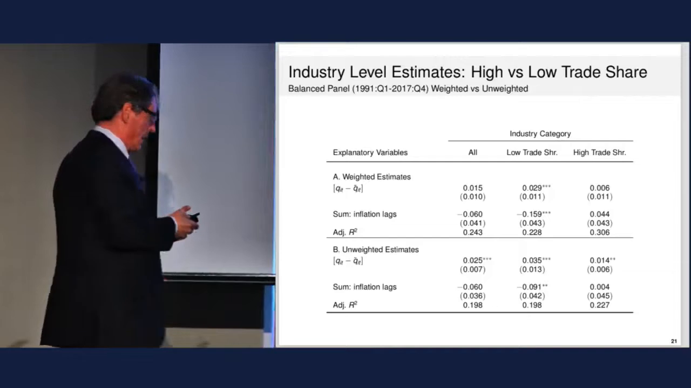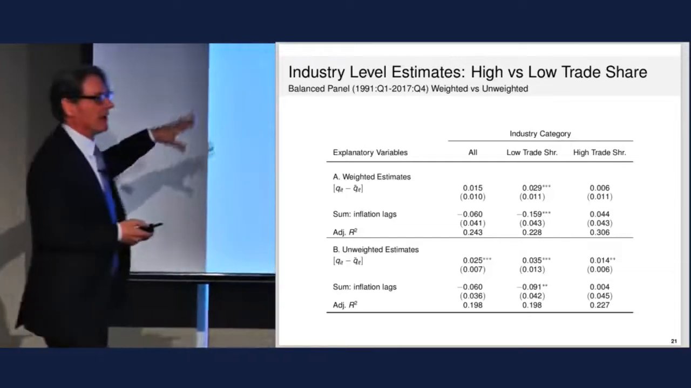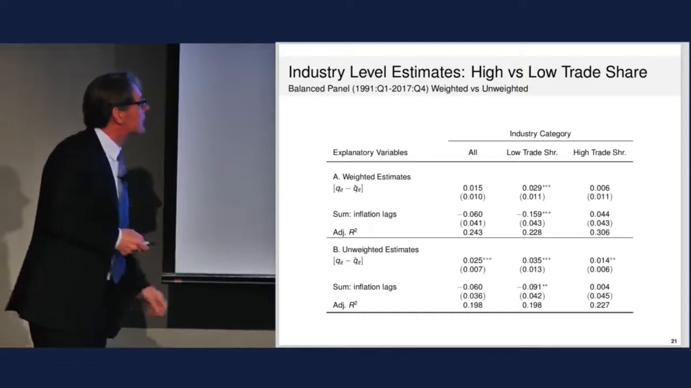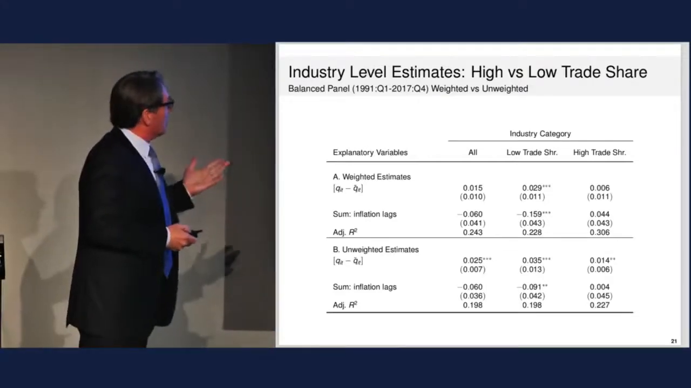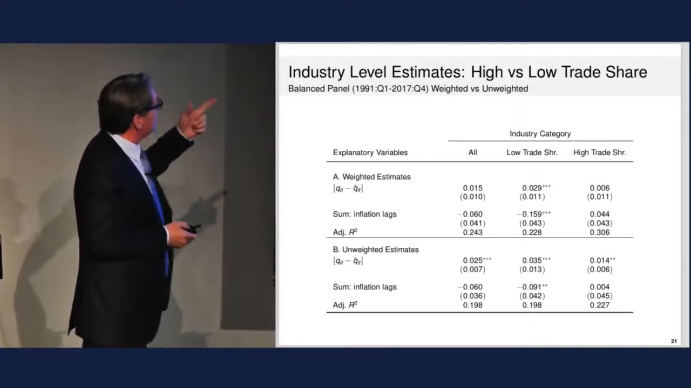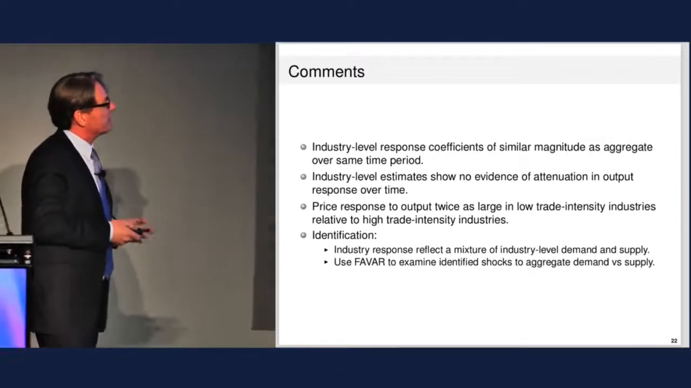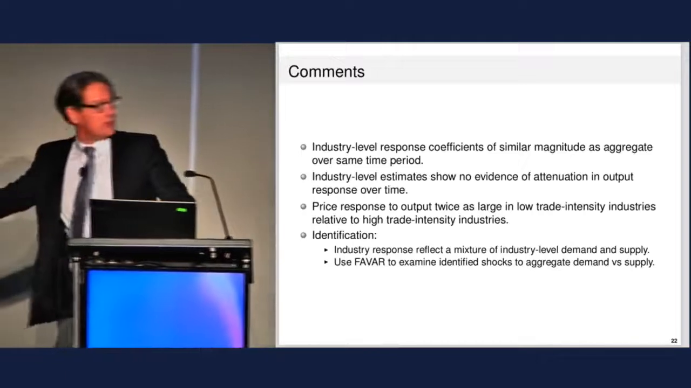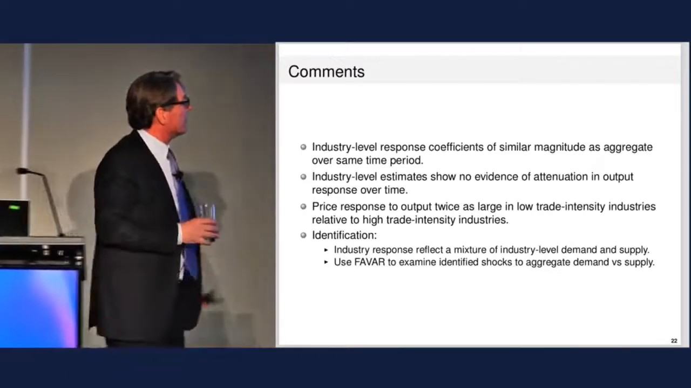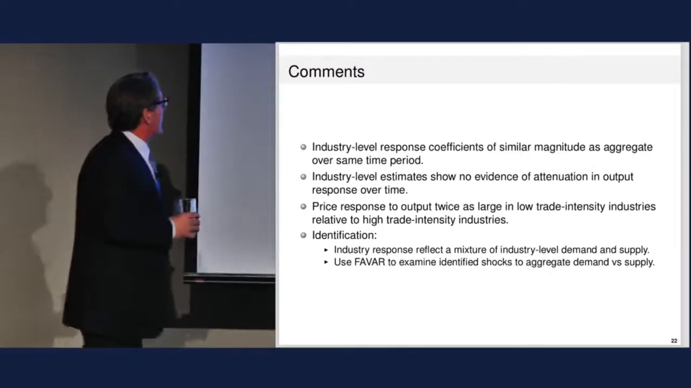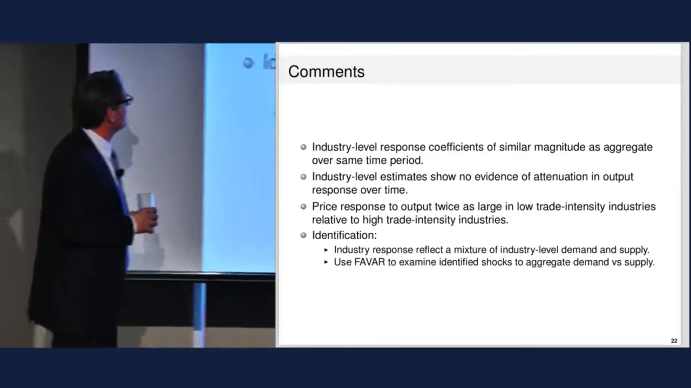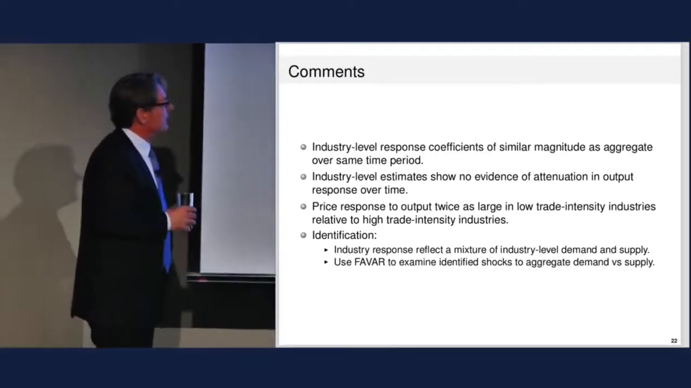Okay, and this is off of entirely different variation than what we saw in the aggregate data. To summarize, the industry level response coefficients are of similar magnitudes to the aggregates; the industry level estimates show no evidence of attenuation. The price response to output is twice as large in the low trade industries versus the high trade industries.